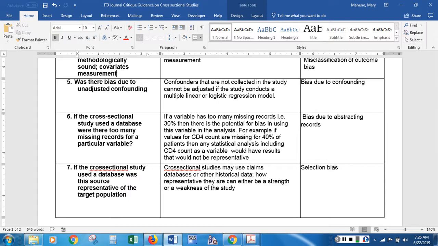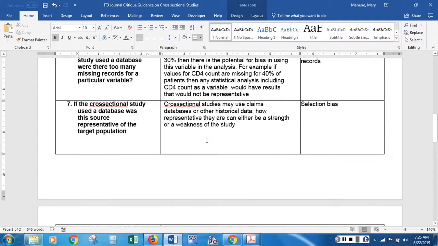If the study had used a database, you would also point to missing records and point to bias due to abstraction, because you can conduct a cross-sectional study using records. But in this case, they recruited individuals physically. If the cross-sectional study used a database, was this source representative of the target population? This doesn't apply to our study because we didn't use a database. It was individuals who were recruited physically.